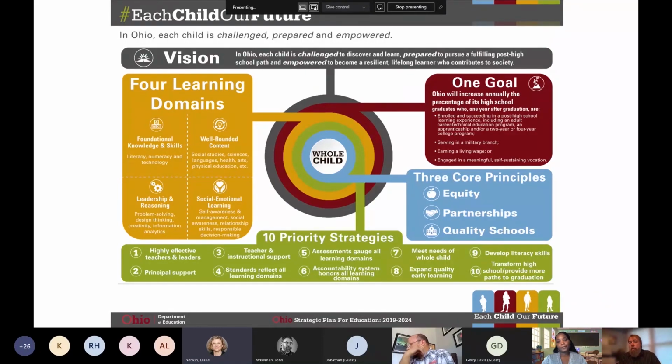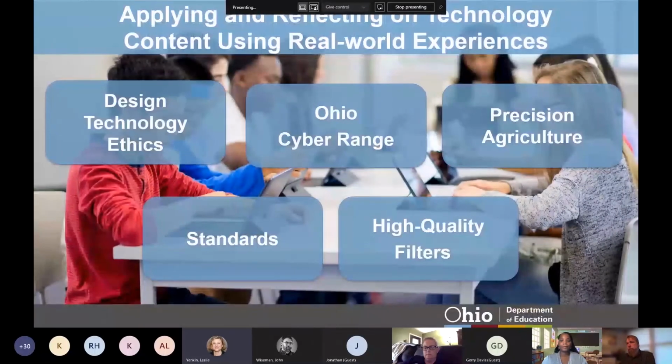I'm just going to look at the 4 learning domains to point out a couple key ways that the work in computer science and technology and our work today supports the plan. So first of all, thinking about the focus on technology. If you look at the learning domain, foundational knowledge and skills, you'll see that technology is identified as providing foundational knowledge and skills. Also, we have a huge focus on problem solving and design thinking, and these are important components of the leadership and reasoning domain. So these are just some of the ways that our work today connects with the Ohio strategic plan.